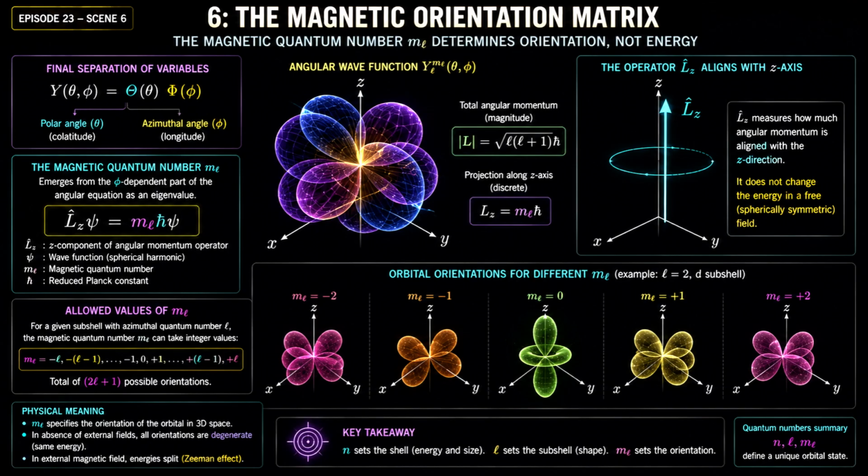For any given subshell, m sub l is strictly constrained to take integer values ranging from negative l through 0, all the way to positive l. This quantum number does not change the energy or shape of the orbital in a free field. Instead, it determines its exact spatial orientation in three-dimensional space relative to an external magnetic field.